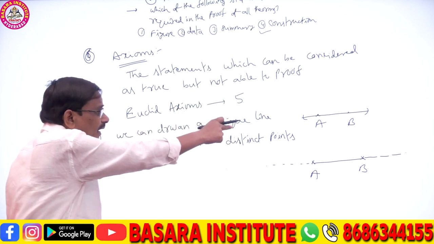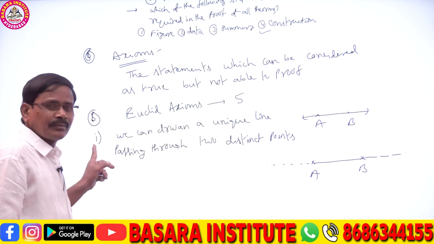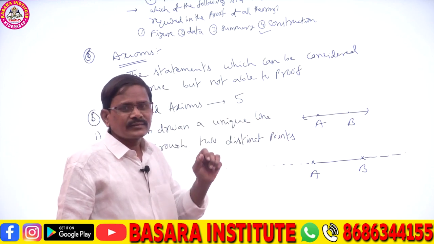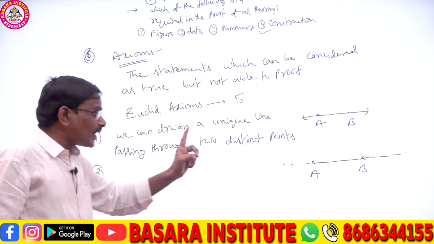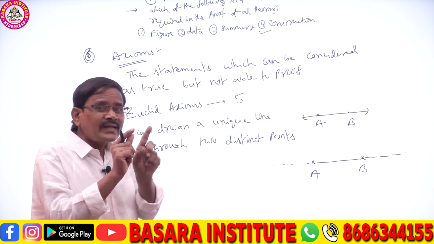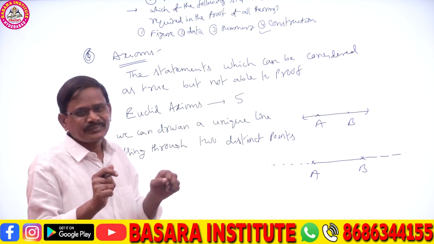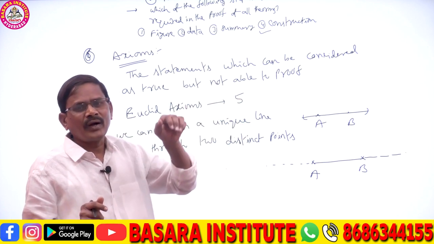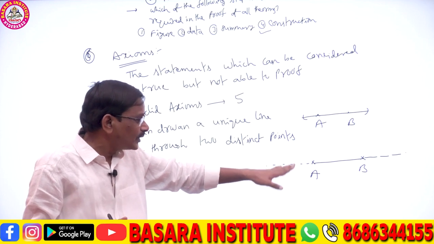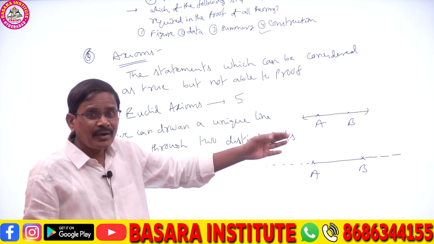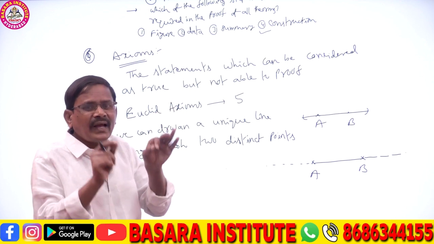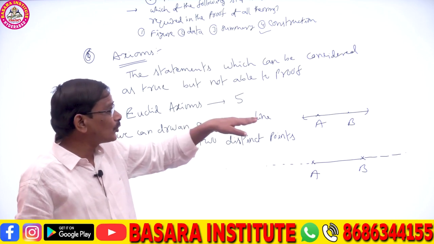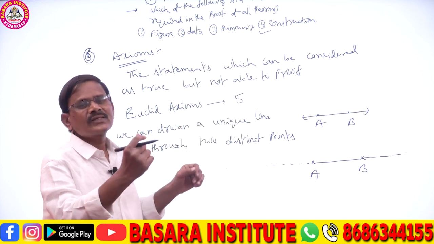Here, in the first axiom, a straight line can be obtained by passing through 2 points. In the second case, the straight line is obtained by extending the line segment on both sides. So in the first case, a straight line is obtained by a line passing through 2 points. Here in the second axiom, a straight line can be obtained when we extend a line segment on both sides.